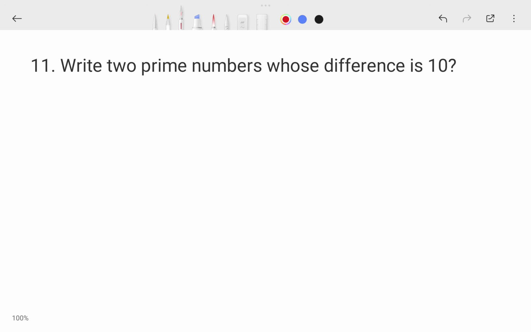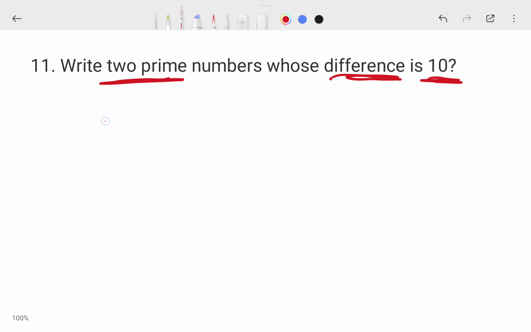Now let's talk about the 11th question. Write 2 prime numbers whose difference is 10. We have to write 2 prime numbers whose difference is 10. So how can you do this? Simply write 2 prime numbers whose difference is 10.